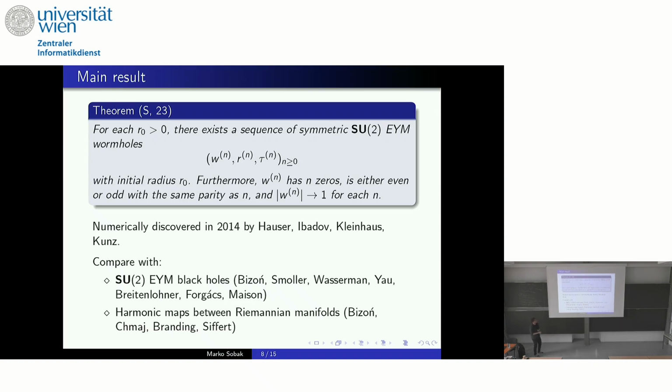also appear in the study of harmonic maps between Riemannian manifolds. This was done for harmonic maps between spheres by Bizoń and Smoller, and somewhat more recently by Volker Branding, who introduced me, and Anna Siffert, who was my PhD supervisor. So they also did it for harmonic maps between ellipsoids and also p-harmonic maps between spheres. It would seem that this sort of behavior, where you have sequences of solutions labeled by the number of zeros, really appears in a lot of geometric problems. So here I'll only list two, but the list goes on. There are more.